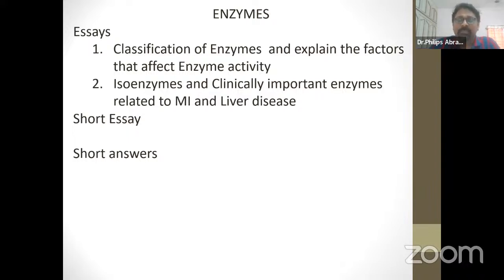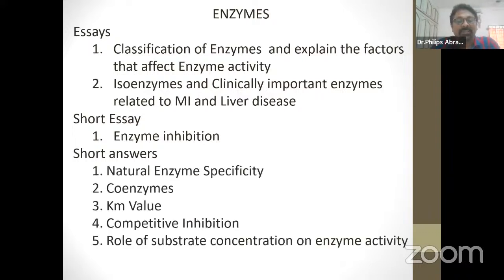And of course, as a short essay, in general, the examiners can ask you on enzyme inhibition, where you are supposed to write about competitive, non-competitive, uncompetitive, suicide inhibition, and allosteric inhibition. Then short notes on enzymes. The number of times the question is asked is about competitive inhibition. That's the most important question, I should say.